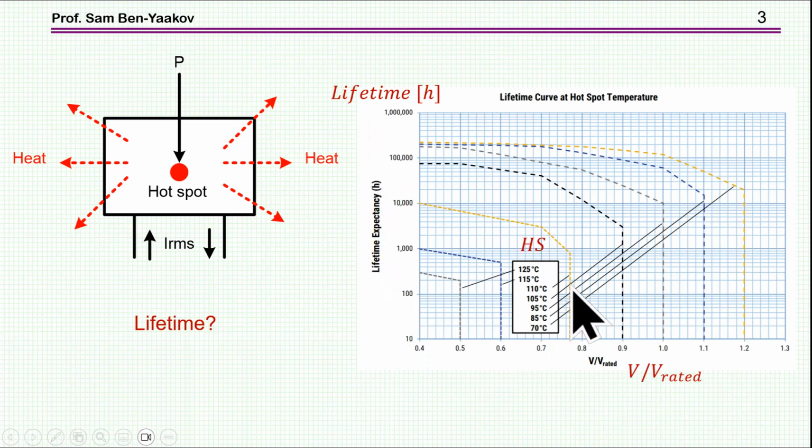So for example, if we have a capacitor in which the hotspot is 105 degrees centigrade, you see that if you work at 0.8 of the rated voltage, you can expect a lifetime of 10,000 hours. But as you can see, you cannot work beyond 0.9 because of breakdown, as a matter of fact. So this information is extremely important for safe operating conditions as well as the lifetime.